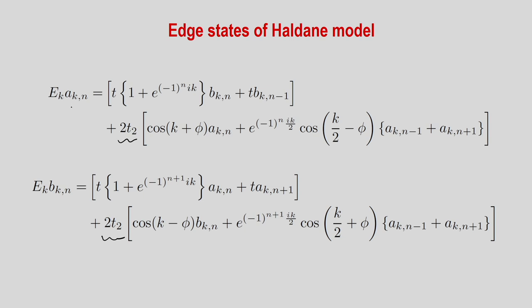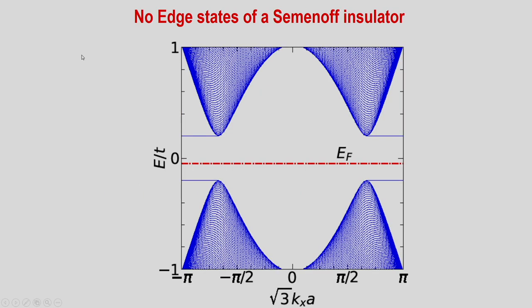So this is like writing down, you know, a_kn of course refers to that unit cell index that I said, and b_kn. So these are the two coupled equations that will give rise to the amplitudes of the wave function at the A and B sublattices. Okay, and if you plot them, this is for the Semenov insulator, that is where there is a term m_i corresponding to plus m_i for the A sublattice and minus m_i for the B sublattice.